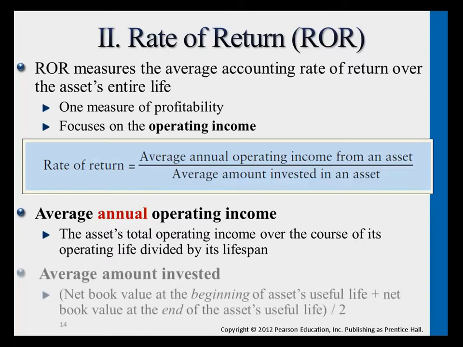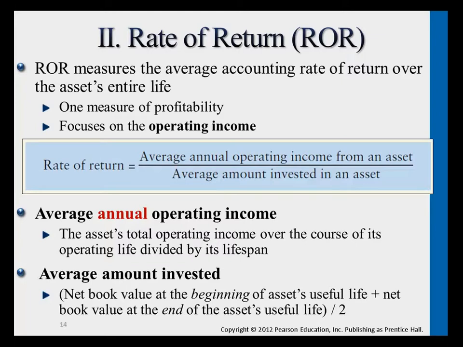So what is the average amount invested? On the bottom, we have the average amount invested in the asset. That's your net book value at the beginning of the asset's useful life, all right, and at the end. So you sum those two up and you divide it by 2. That would be your average amount invested. Your beginning net book value and your ending net book value of that asset's useful life, you sum those two numbers together, you divide by 2, you get an average.